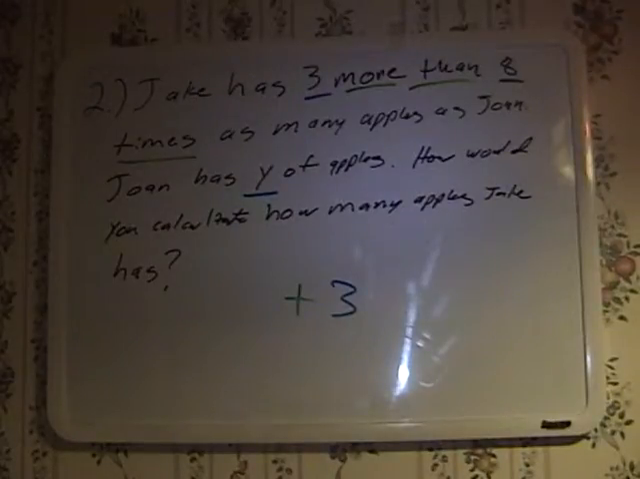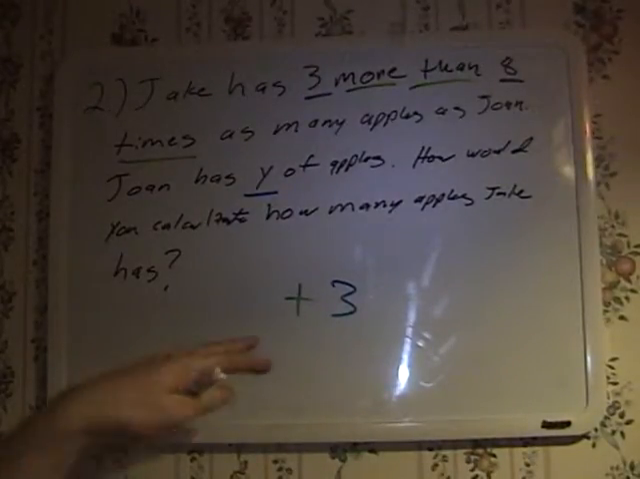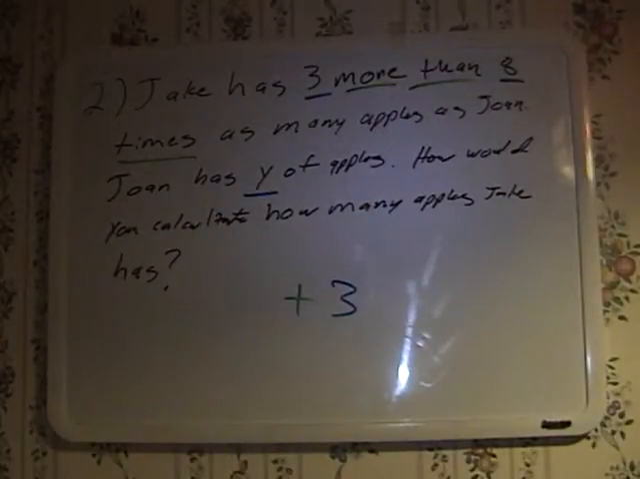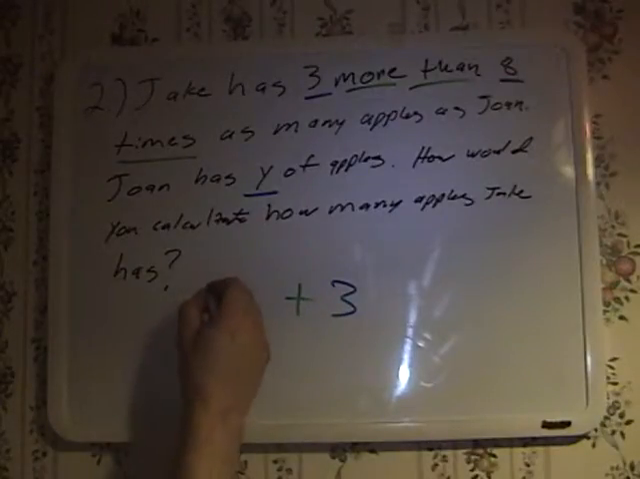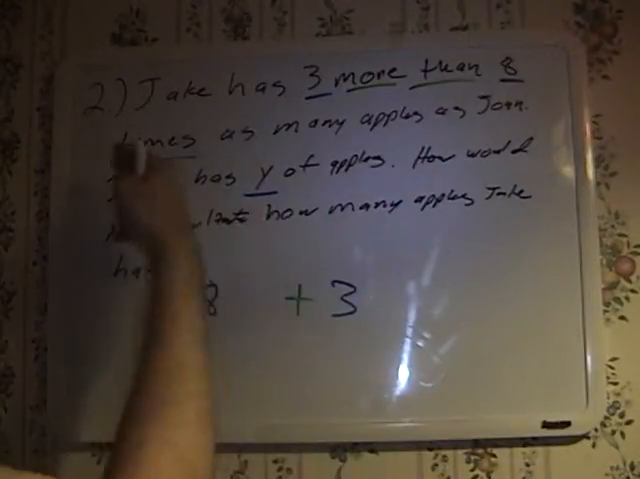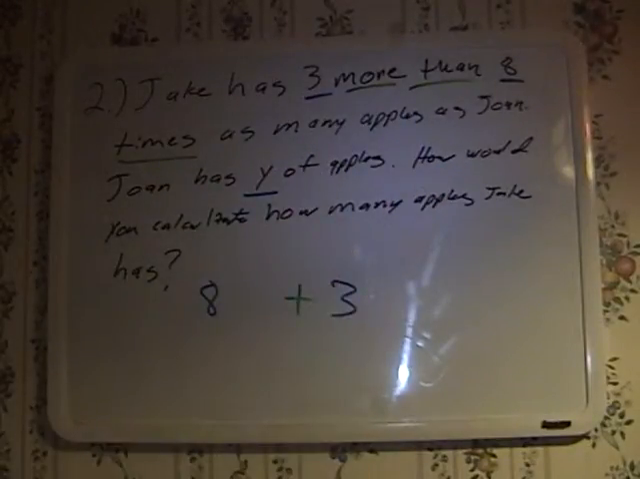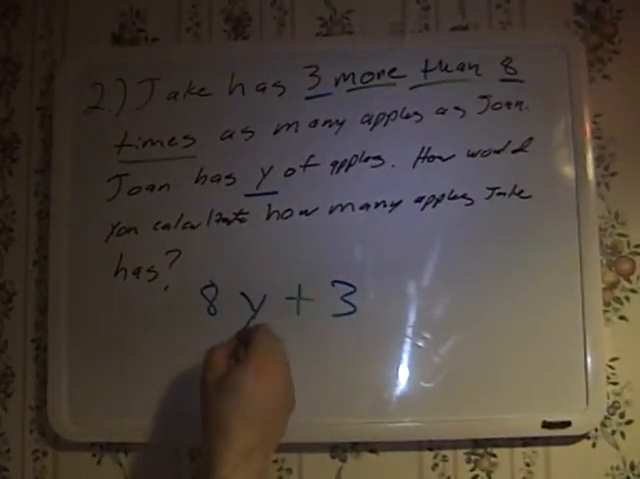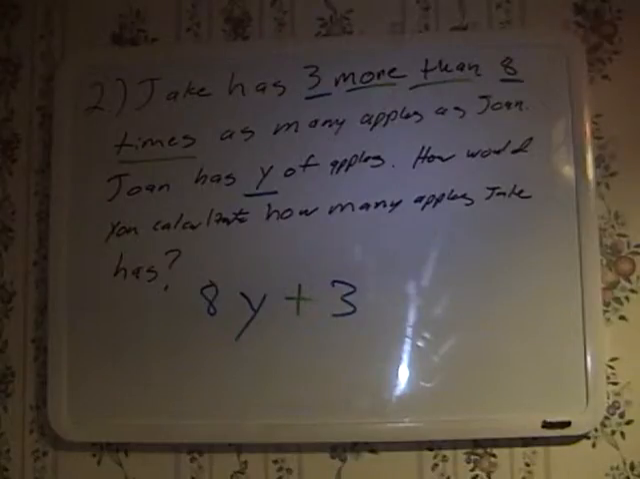Okay. Now, we know it's 3 more than something. So we move on. We say 8 times as many apples. So what that tells us is we're going to have 8 multiplied by the number of apples that Joan has. Well, how many apples does Joan have? That's where our Y comes in. And then we have 8Y plus 3, and that's how you would figure how many apples Jake has.